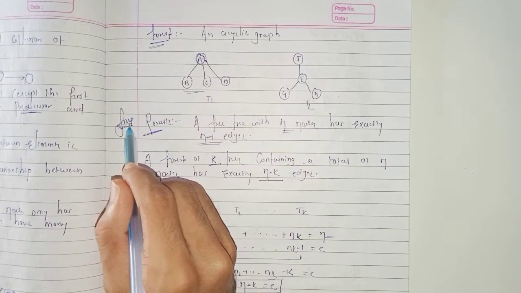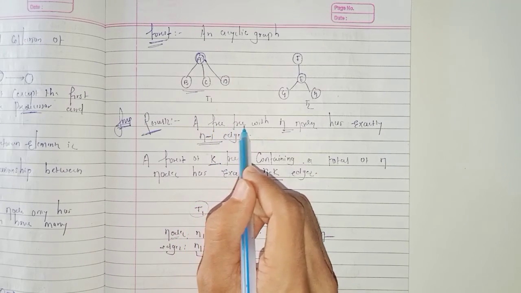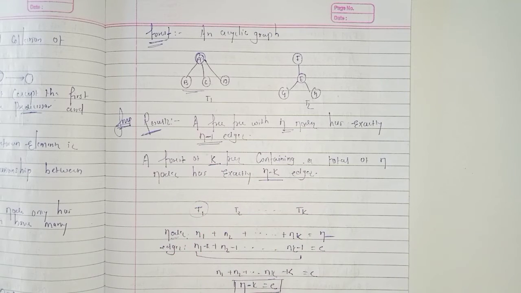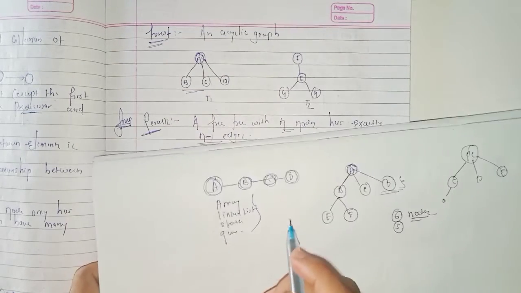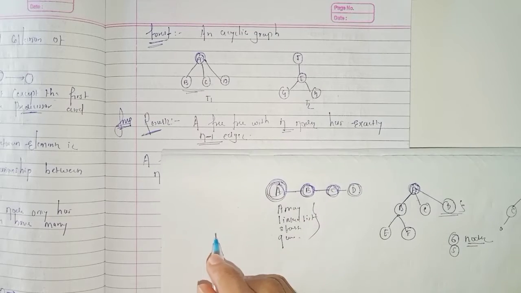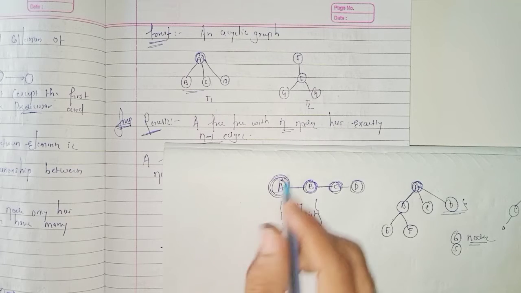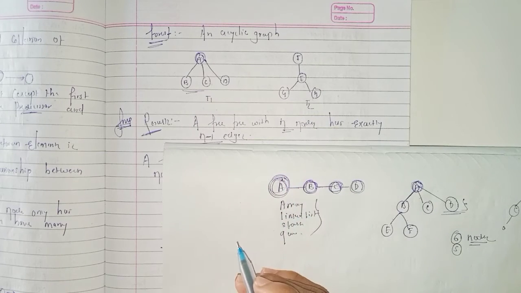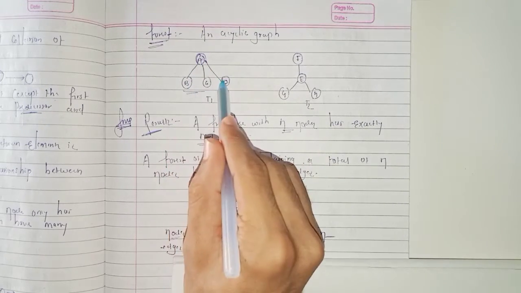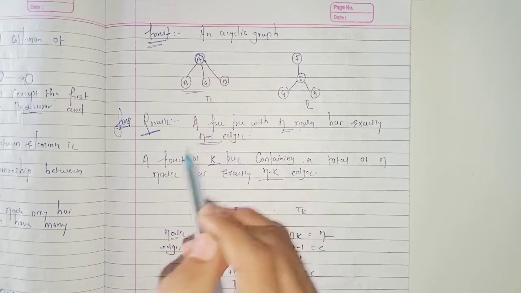Now there are some important results. A free tree with n nodes has exactly n minus 1 edges. Let me elaborate on it more. These are the nodes and these are the edges. Let us suppose we have n number of nodes, so the number of edges will be one less. Right here in the diagram you can see 1, 2, 3, 4. These are the 4 nodes and the edges are 1, 2, 3. So the number of edges is one less.